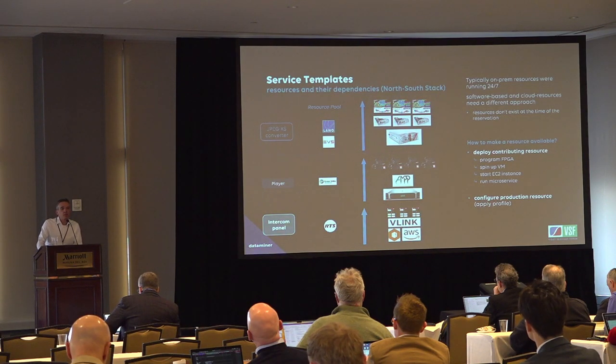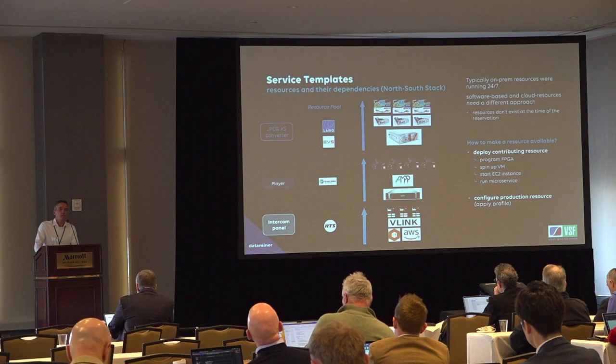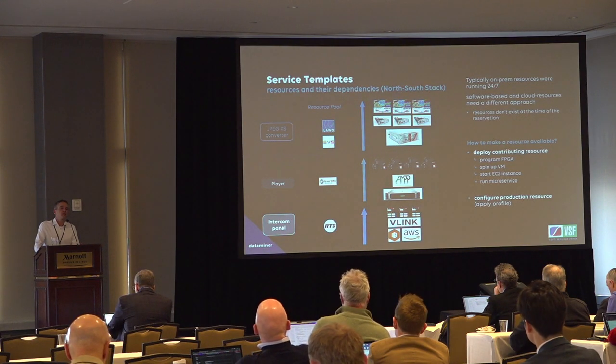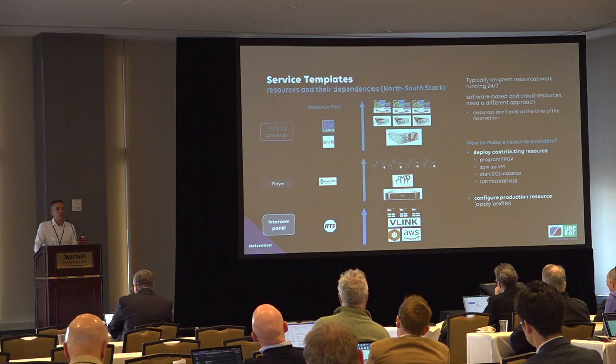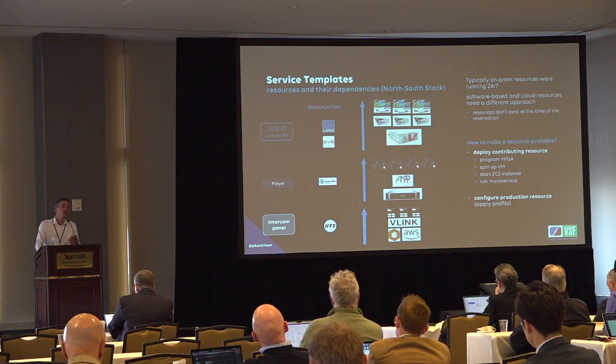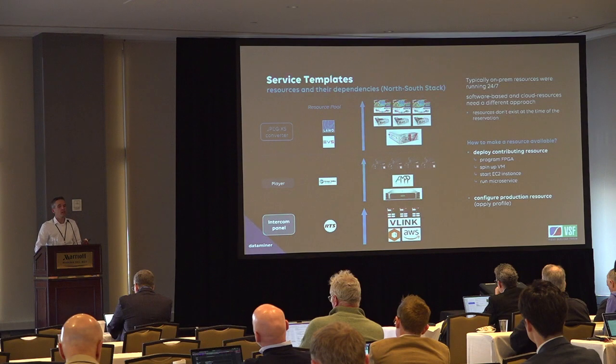On the Grass Valley AMPP ecosystem, you have to spin up certain virtual machines. On the intercom panel, you have to spin up an EC2 instance first. Otherwise, there is no way that you can configure and have access to some of those intercom panels. So first, you need to deploy what we call the contributing resource. Once that is up and running, then you can configure the actual production resource.